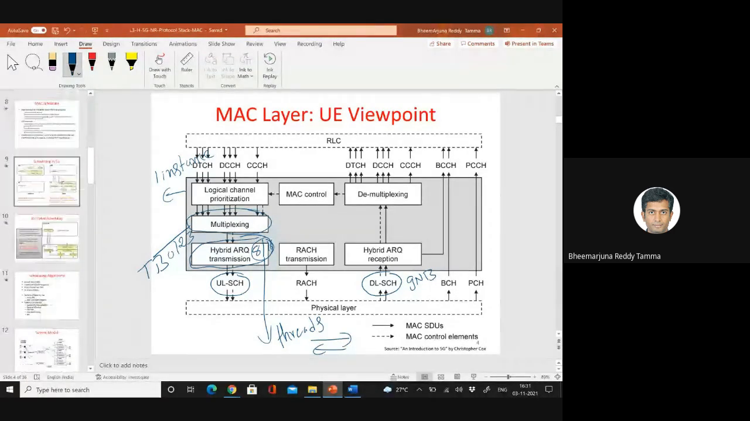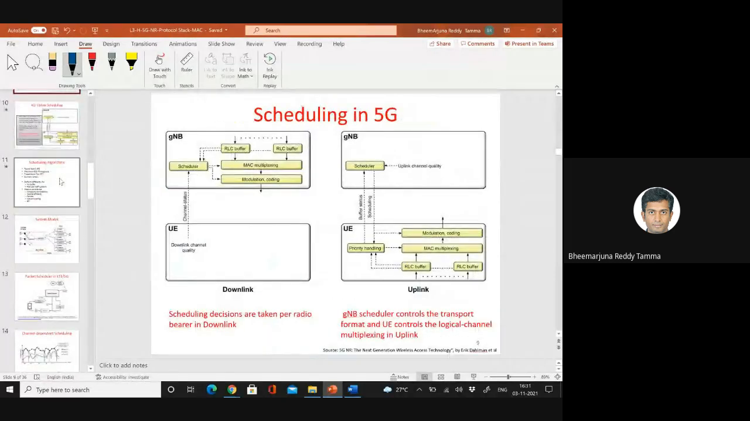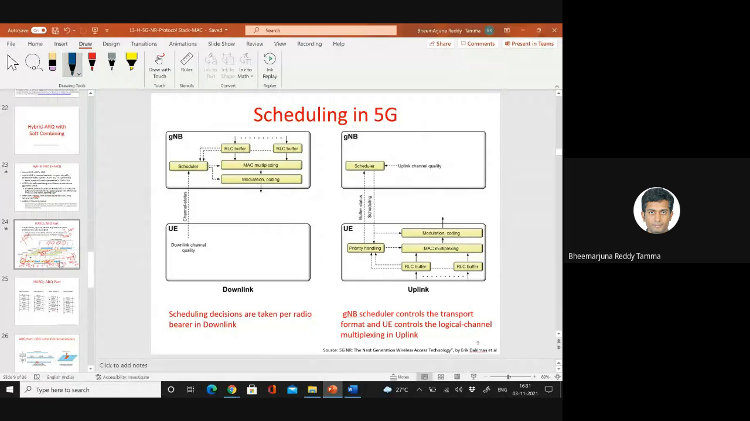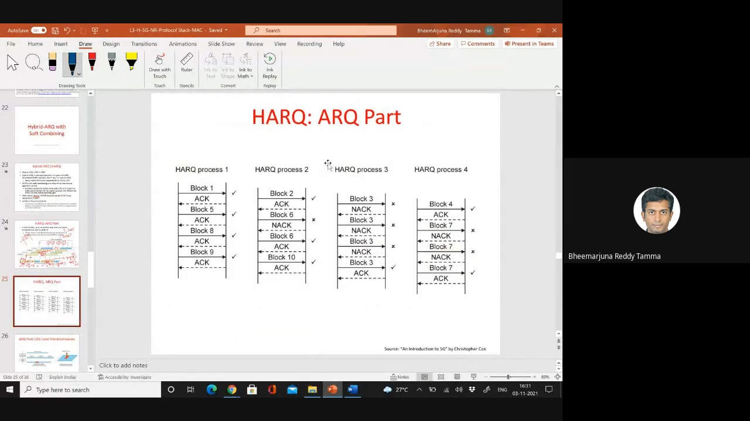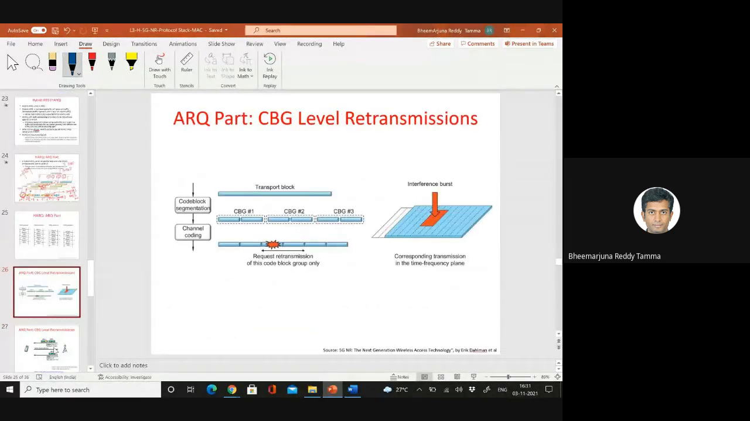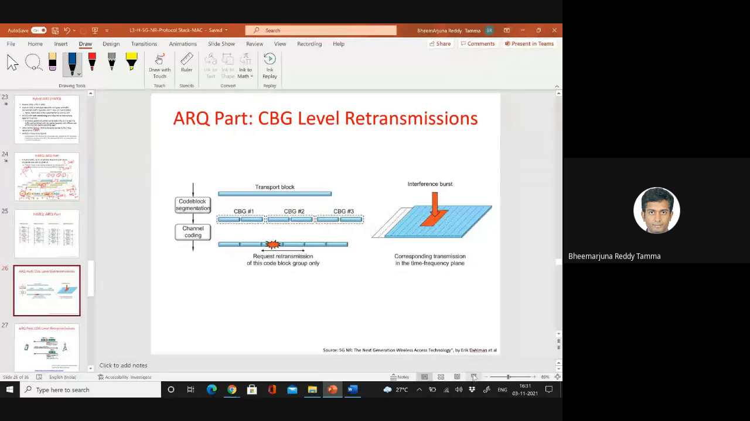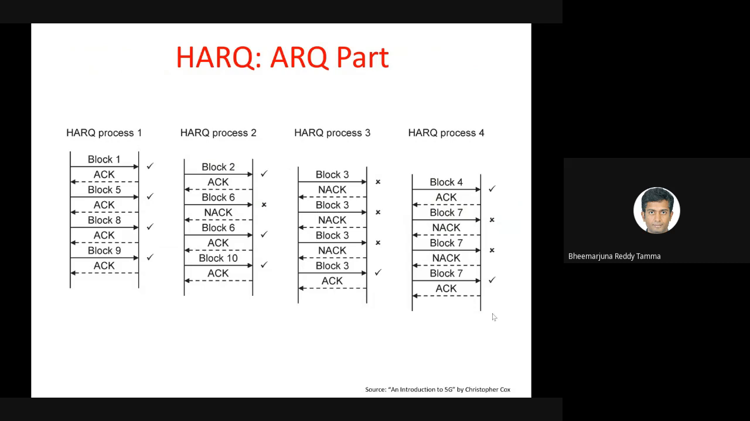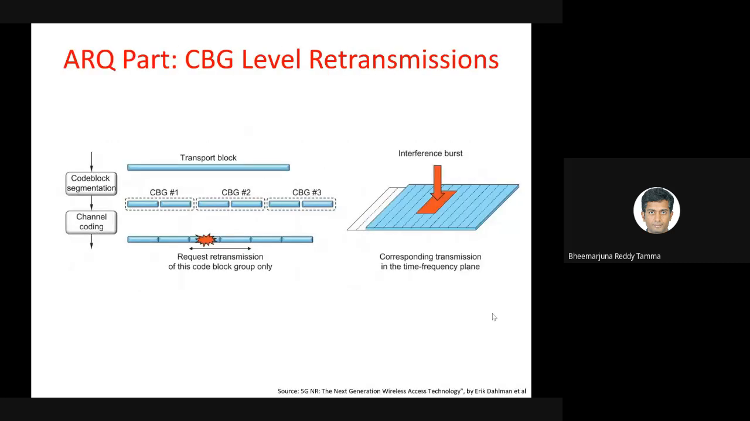Okay, so let me move on. I guess this example doesn't require any repetition. Can somebody tell me before I move on: what is the disadvantage of what I was showing here, and why do we need code block group level retransmissions? What benefit do you get?